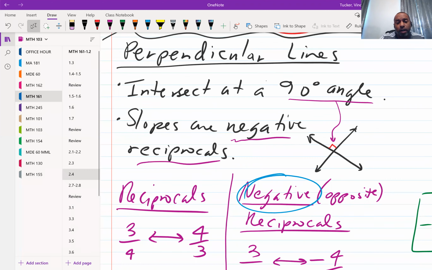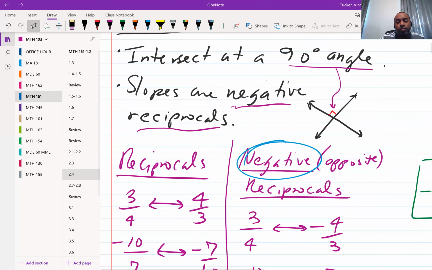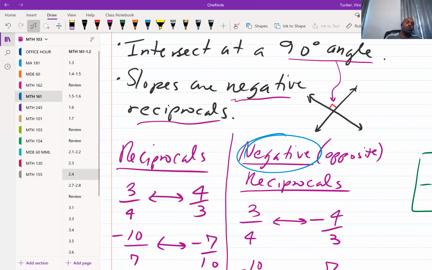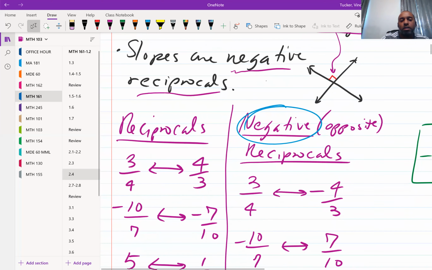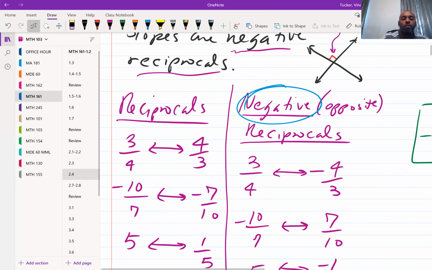Reciprocals are just flipping the fraction. So that's the first column. If I have 3/4, flip it, that's 4/3. That's reciprocal. No calculation, just flipping the fraction. Everybody okay with the black? Same thing with -10/7. You just flip it, keep the same signs, -7/10. And then even if I have 5, flipping it would just give me 1/5.